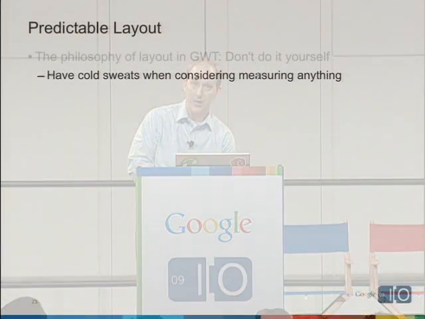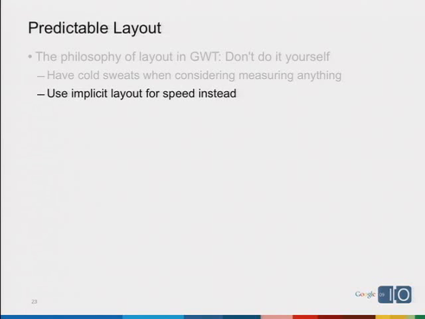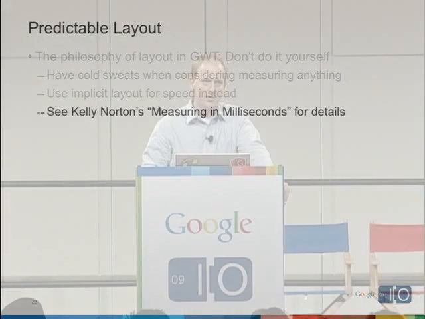So if you're doing anything like measuring things, like how long is this div exactly, asking for offset widths and things like that, you're almost guaranteed to be on a path to bad performance. Instead, like I said, you want to use implicit layout, have the browser do it. For extremely interesting details, talk to Kelly Norton, but go to his talk, Measuring Milliseconds, which is, I think, the one right after this. And you will really find it interesting.